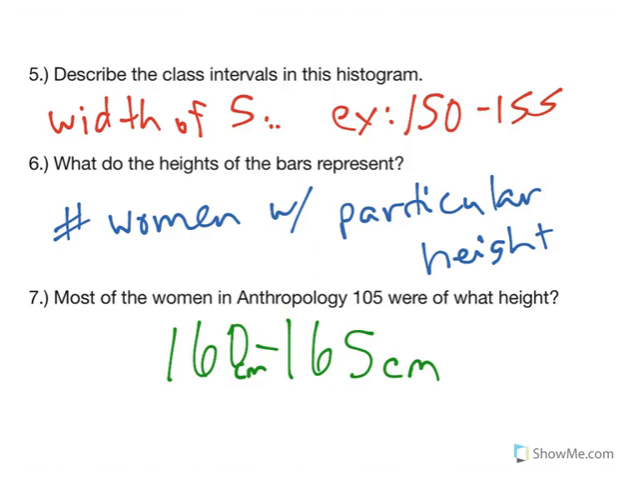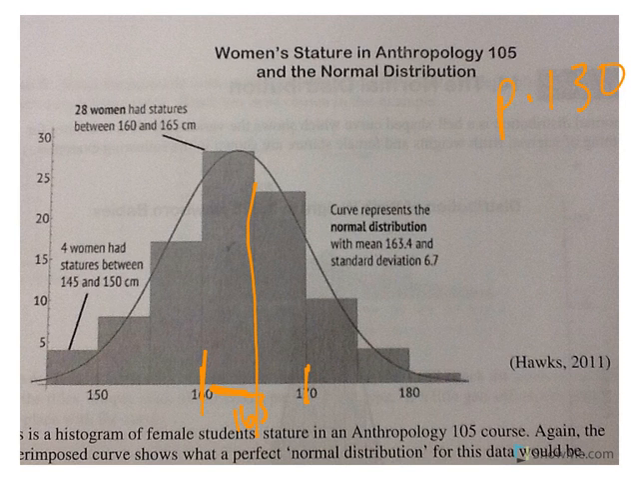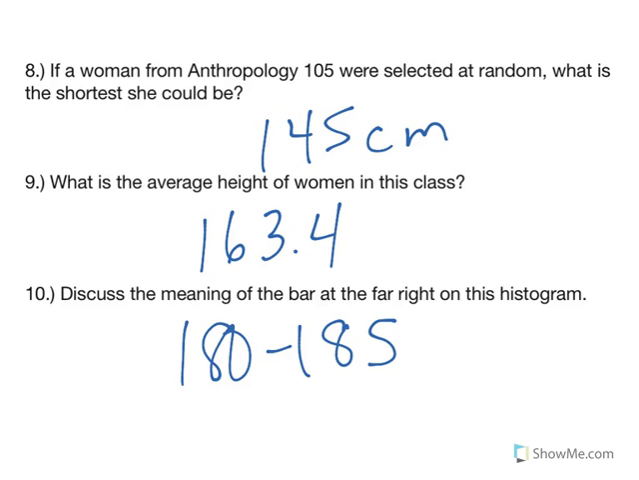Number 6, what do the heights of the bars represent? Well, the heights would be the frequency. So how many women fall within that particular height? And when it says most of the women in Anthropology 105 were of what height? Well, the biggest bar is between 160 and 165. Looking at this next set of questions here, if a woman from Anthropology 105 were selected at random, how short was it possible for her to be?